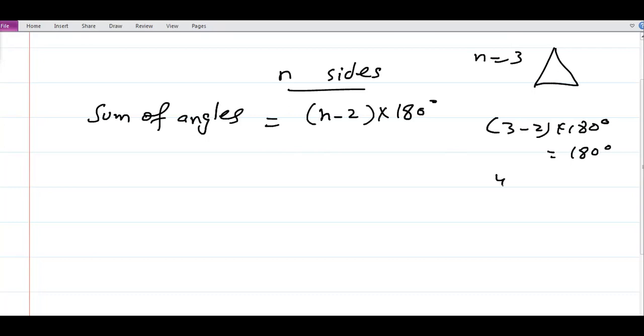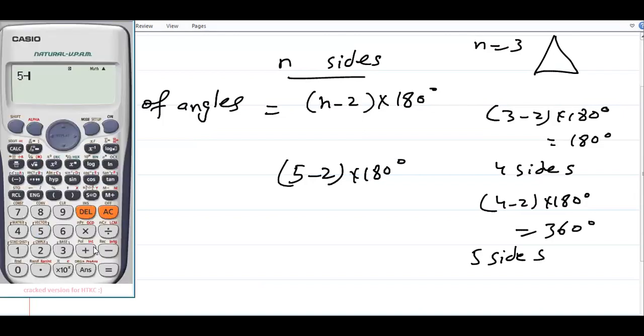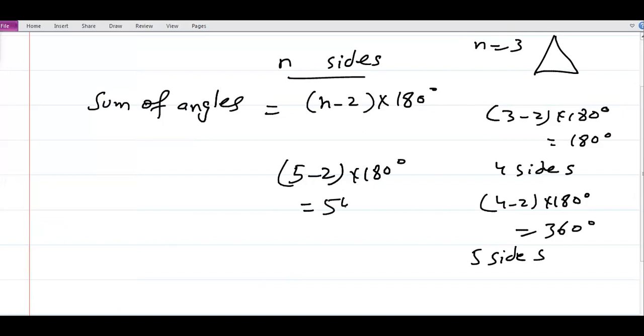If you have a four-sided shape, what will be sum of angle? Sum of angle will be 4 minus 2 into 180. That will become 360. If you have a pentagon, in pentagon there are 5 sides. So what will be sum of angle? Sum of angle in that case will be 5 minus 2 into 180 degree. And that will be 5 minus 2, 3 into 180 degree. So it will become 540. So sum of angle, it means in the pentagon is 540.